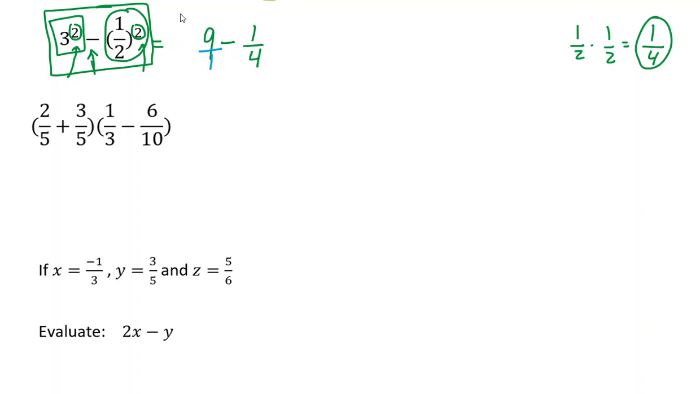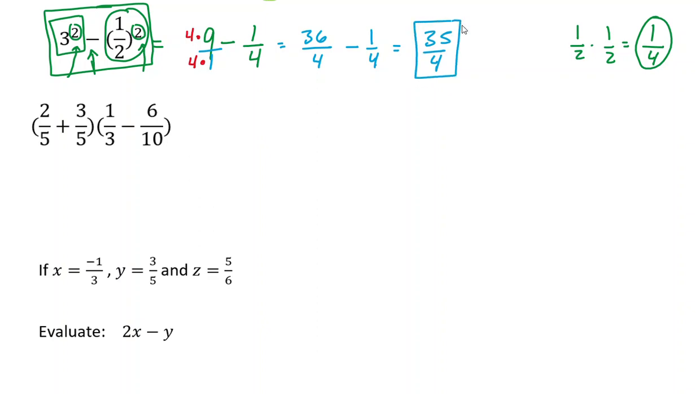And now we need to get those denominators to be the same. Well, 1 is a 4, 1's a 1. If I multiply the 1 times 4, then it becomes a 4. And if I'm going to do that to the denominator, I have to do it to the numerator. So this becomes 36 fourths minus 1/4. And 36 fourths minus 1/4 is 35 fourths.